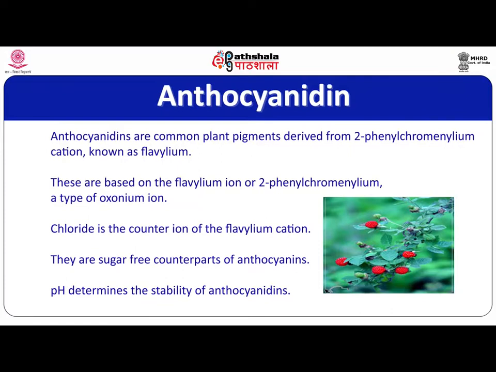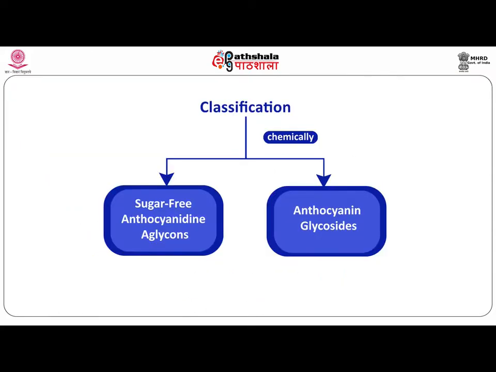Anthocyanidins are common plant pigments derived from 2-phenyl-chromenylium cation, known as flavylium. These are based on the flavylium ion or 2-phenyl-chromenylium, a type of oxonium ion. Chloride is the counter ion of the flavylium cation. They are sugar-free counterparts of anthocyanins. The phenyl group at the second position can carry different substituents.